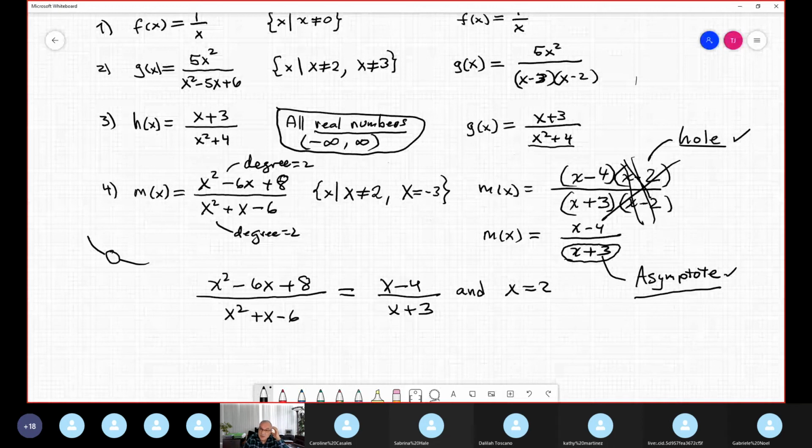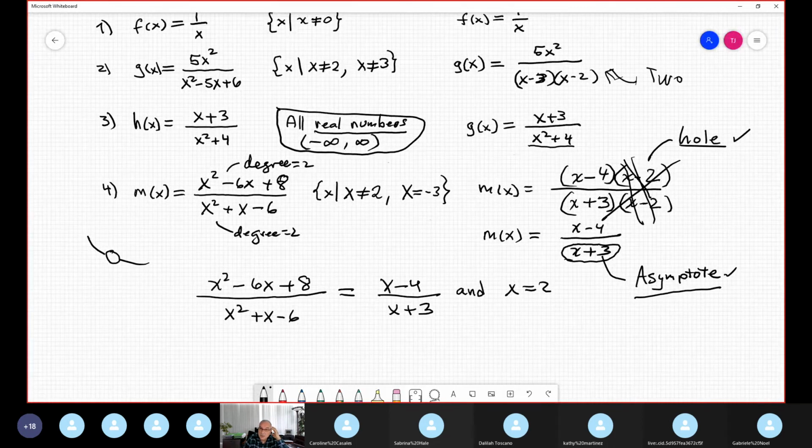In this case, we have two asymptotes. Look, in this example, we have two asymptotes. I don't say that because this is not the moment to talk about asymptotes, but we have two asymptotes here. We have one asymptote here. We have no asymptote here, because it's complex. In this case, we have 2 undefined and negative 3 undefined, but 2 is a hole and negative 3 is the asymptote.